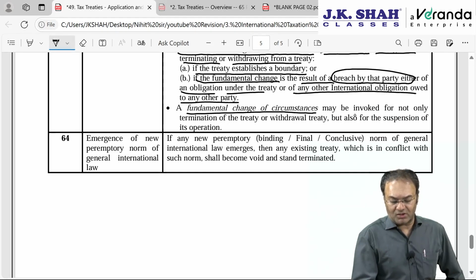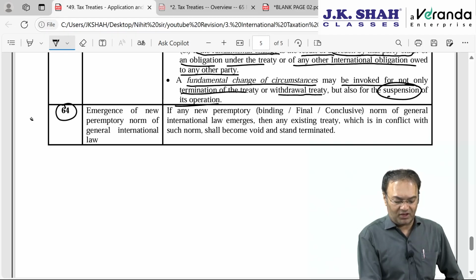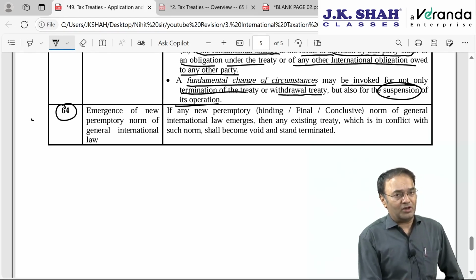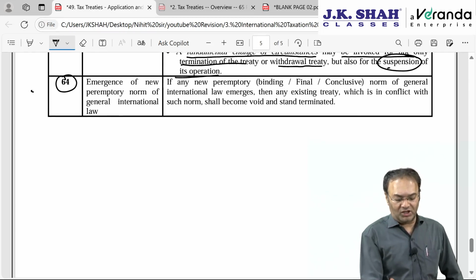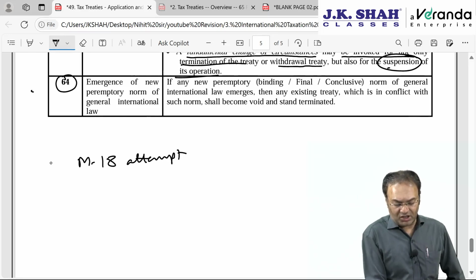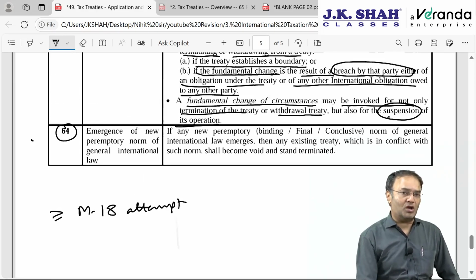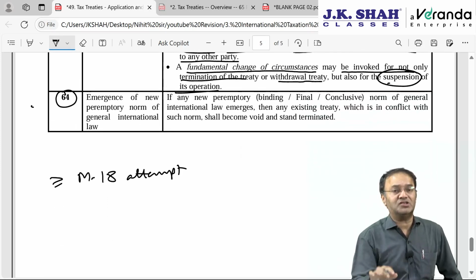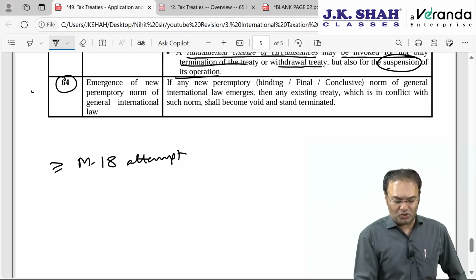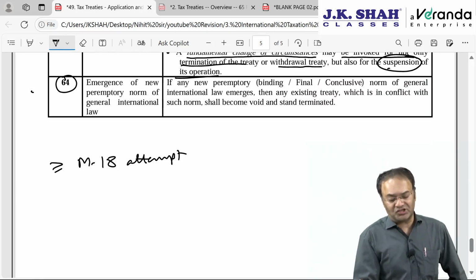And fundamental change of circumstances may be invoked not only for terminating the treaty or withdrawal from the treaty, but also for suspension of the treaty if it is temporary in nature. And 64th is my favorite, but I warn you, up till now our institute has not asked a single question on the VCLT, the Vienna Convention on the Law of Treaties. This new chapter was introduced from the May 18 attempt onwards, which was the first attempt, and now it's been 7-8 years. Up till now the institute has not asked any question on this VCLT in the last 7 years, in the last 14 attempts. So you can decide the importance on your own. Otherwise, questions are mainly focused on 8 basic principles and 6 extrinsic rules.